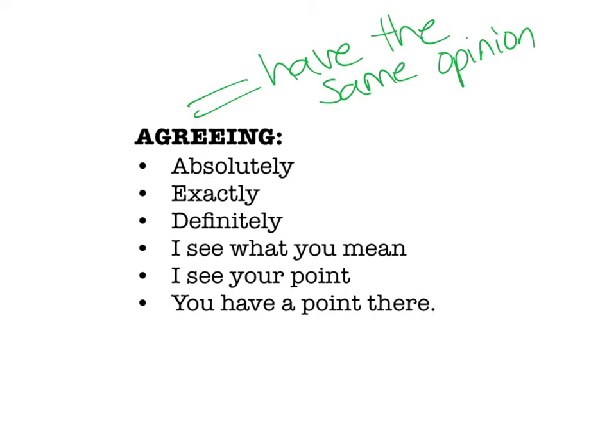So things you can say, oh yes, absolutely. Exactly. You could say, I agree with you, but you can do better. Yeah? You could say, oh, absolutely. Oh, definitely. Oh, yes, I see what you mean. I understand what you're saying. I see what you mean. Or, yes, I see your point. Yes. Or, you have a point there. So all these are ways to say, oh, yes, I have the same opinion as you have.